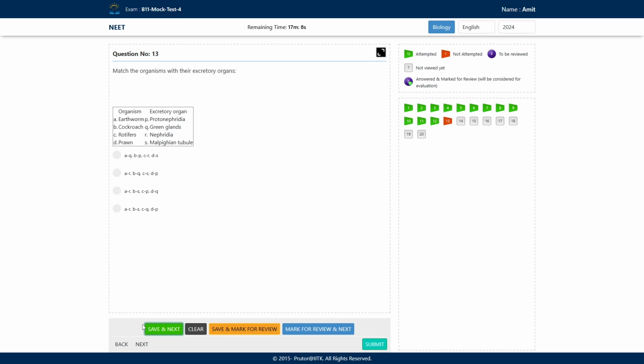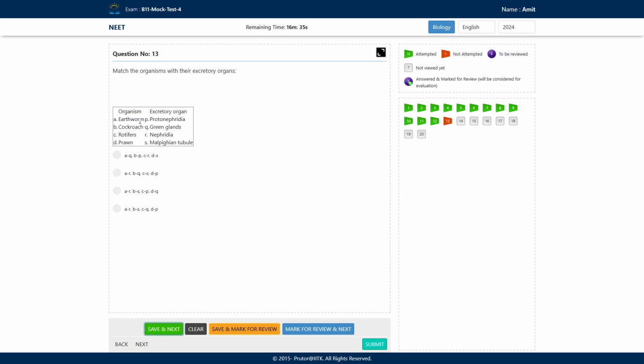Okay, this is a match the column type of question. Match the organism with their excretory organ. In the first column, the organisms are there, and in the second column, the excretory organs are there. Let us see the items given in the first column. A. Earthworm, B. Cockroach, C. Rotifers, and D. Prawn. Excretory organs: P. Protonephridia, Q. Green glands, R. Nephridia, and S. Malpighian tubule.